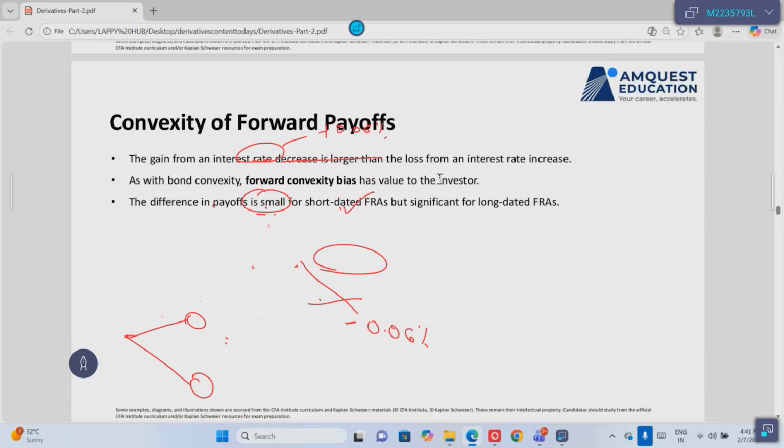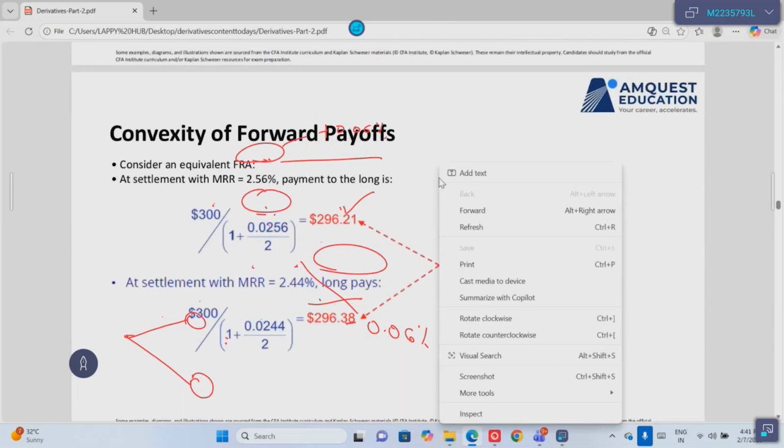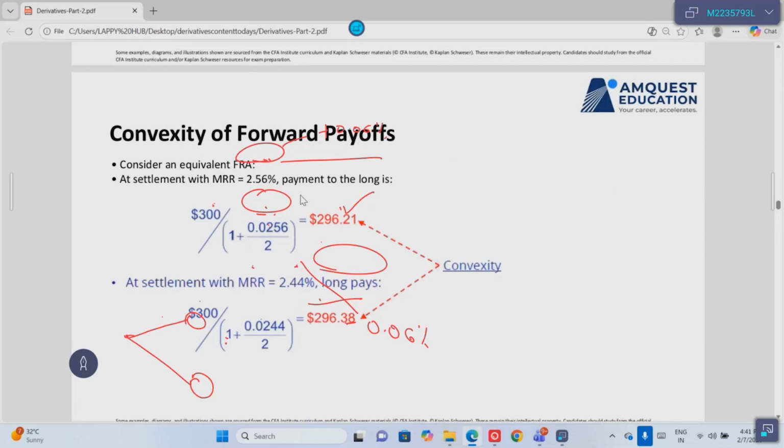The person who gained money on this, when the rate went up, gained potentially 296. But when it went down, he did not gain the same amount. He gained something different. The payment to the long when it went up by 0.06 was 296. But the payment he ended up making when it went down, by the same percentage, is slightly higher. It's not a great amount of difference, it's only 17 cents higher, right? But that is there. That's called convexity.